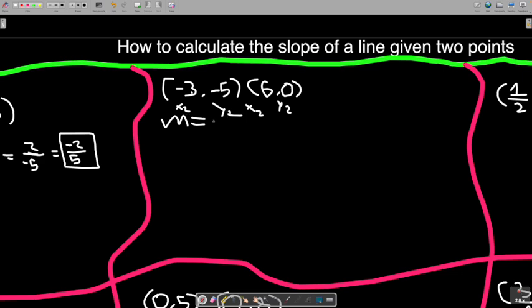Okay, so we have 0 minus -5. Now that's just equal to positive, so it's just 0 plus 5, because a negative times a negative is just a positive. And then x2, that's 0, minus x1, that's -3. And then same thing here. Negative times a negative is a positive, so it's going to be 6 plus 3. So 0 plus 5, that's equal to 5, and 6 plus 3 is equal to 9. So the final answer is just 5/9.